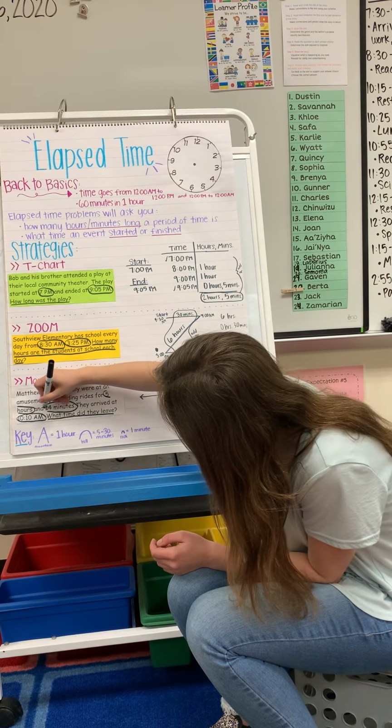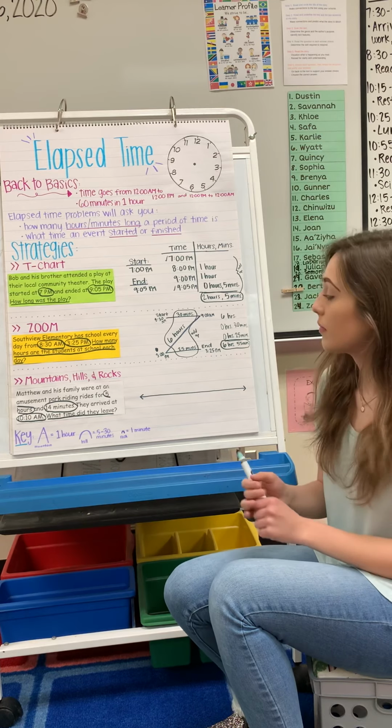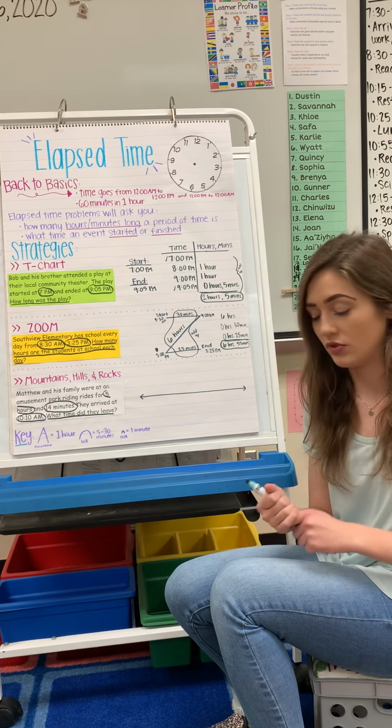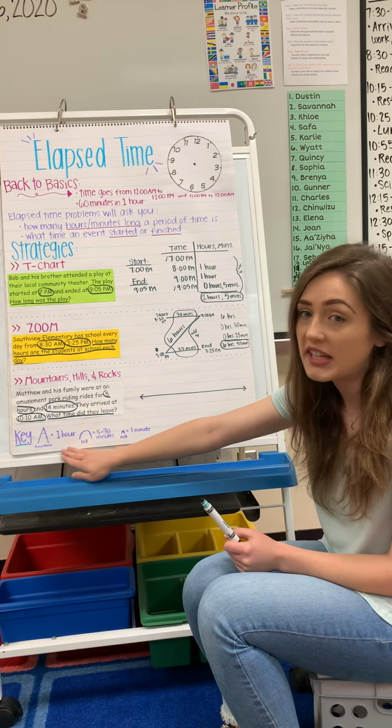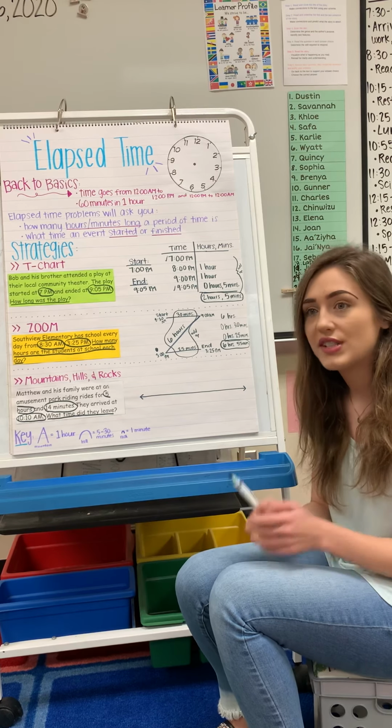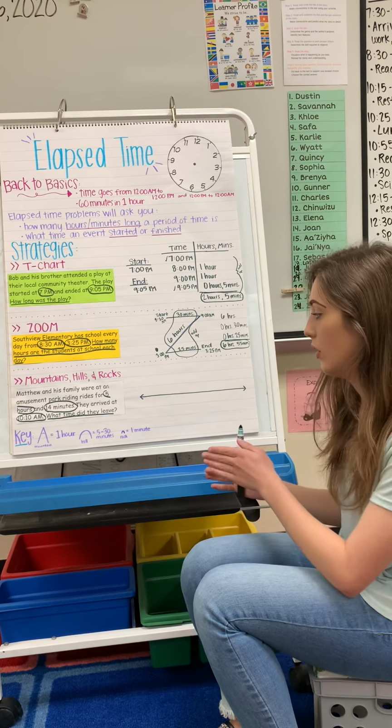So, like I said, for mountains, hills, and rocks, it is a lot like a number line. And that's really the first step that you have to do. You have to draw just a blank number line. The thing about mountains, hills, and rocks is you're going to have to remember your key. So I'm going to introduce this key to you and tell you kind of what each symbol means on your number line. So our key for mountains, hills, and rocks, we're going to use little pictures that represent a mountain, a hill, and a rock.